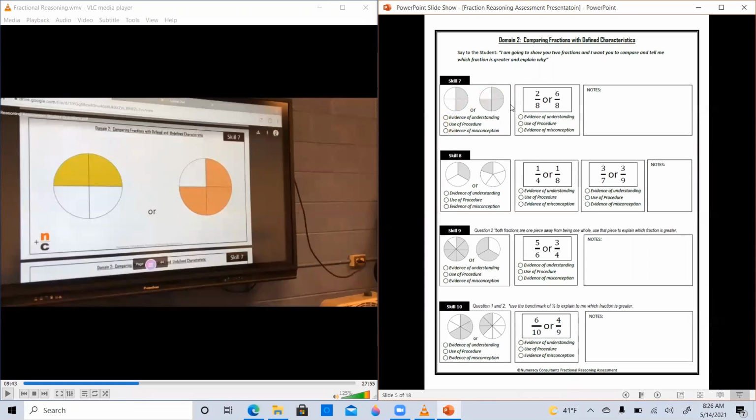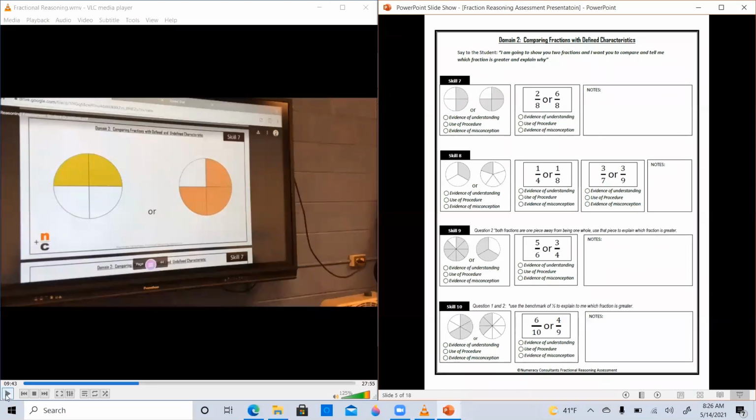Especially if you are giving this to older students who have been proceduralized and they know that they can just cross multiply, it's fine if they do that. However, they still have to give an explanation, and it can't have to do with anything with the procedure. You can't say, well, 8 times 2 is 16, and 8 times 6 is 48. They have to explain the reasoning for it.